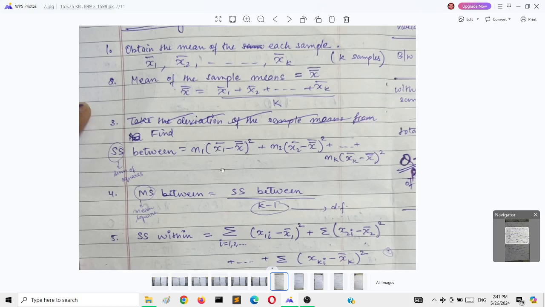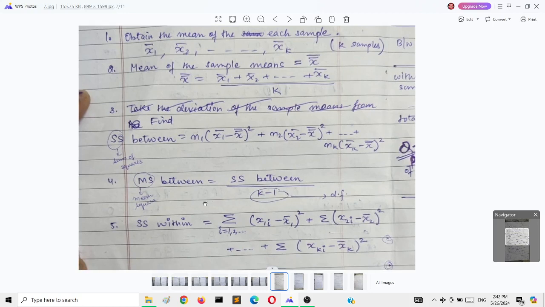Meaning in the first sample we have n1 number of examples, and in the second sample we have n2 number of examples, and so on, and that is multiplied by (x1 bar minus x double bar). So this is essentially calculating the variance, right? The variance between the sample means: how are the means deviating among the different samples taken from a particular population? Now we'll calculate the mean squared.